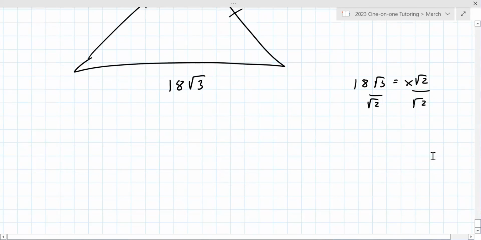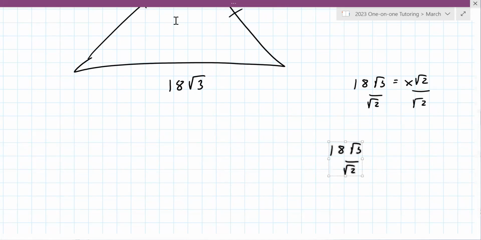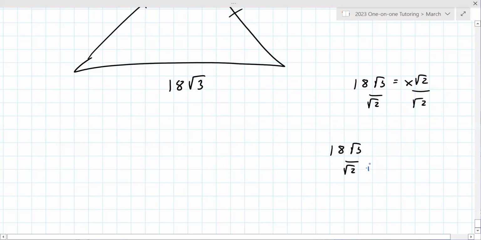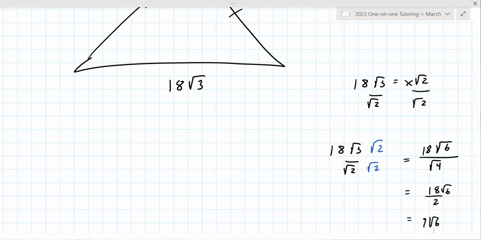Yeah. So what do you do here? It's a good question. That's why we're doing it. Let's take a look. You end up rationalizing, which is multiplying the top and bottom by the square root of 2. So in the top, it becomes 18 square root of 6. But what does the bottom become? Radical 4, which is 2. And then you put that under the 18, so this becomes 9 square root 6.